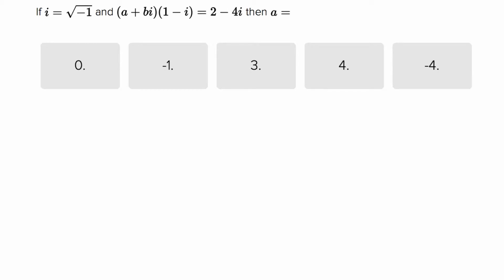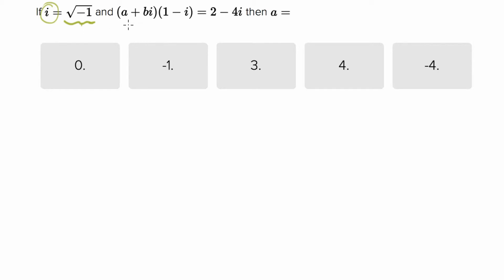This is an algebraic simplification problem, but it has a twist of i. i is a complex number, right? And it is defined as the square root of -1. Now, you don't need to know much more about it than that in order to solve this.